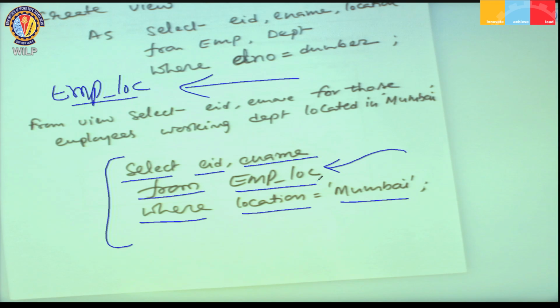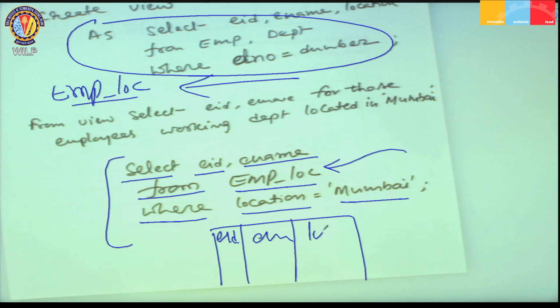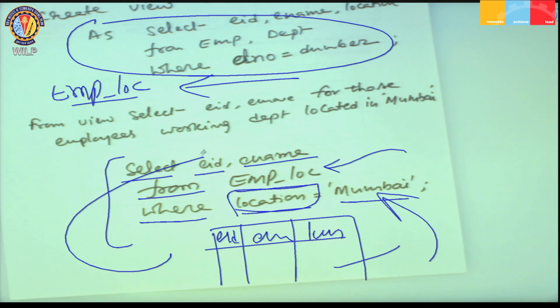Since the definition of the view is already stored in the database data dictionary, automatically it will execute that view definition. When the view definition is executed, then and there itself the temporary table is generated with employee ID, employee name, and then location. From this temporary table, it will extract those tuples where the location is equal to Mumbai, and that will be given as the result of this query, which is posed on the view.